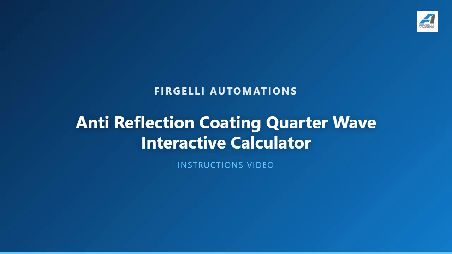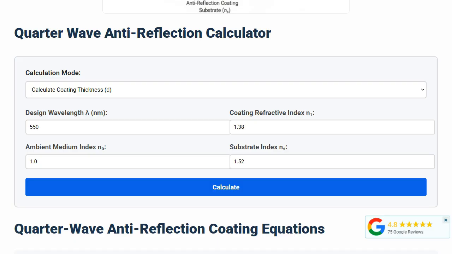To use this calculator, you'll need to enter a few key values. First, input the refractive index of your substrate material, such as 1.52 for standard glass. Next, enter the refractive index of the surrounding medium, typically 1.0 for air. Then specify the wavelength of light you want to optimize for, such as 550 nanometers for visible green light.